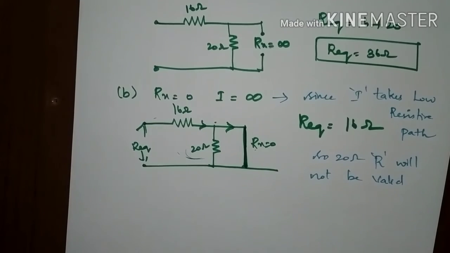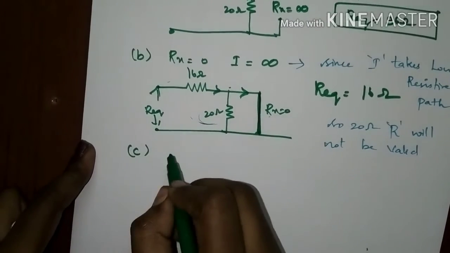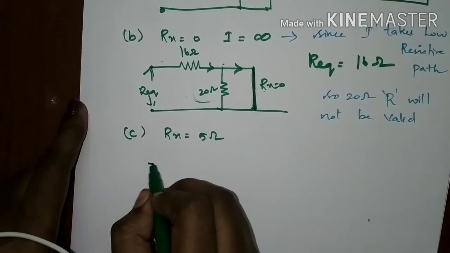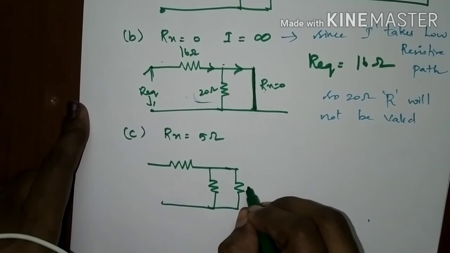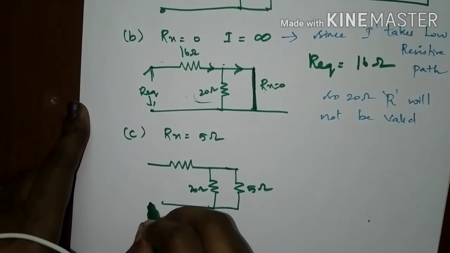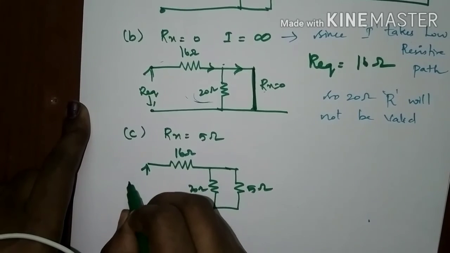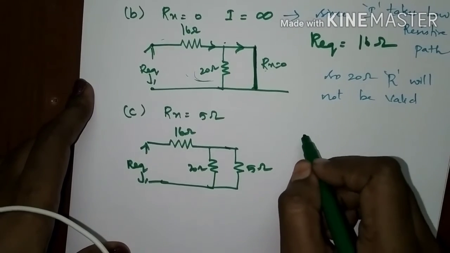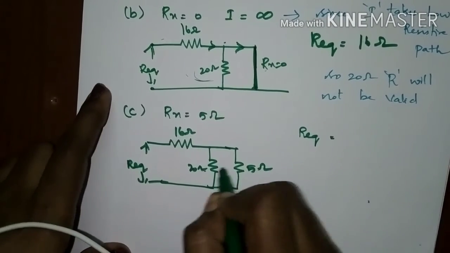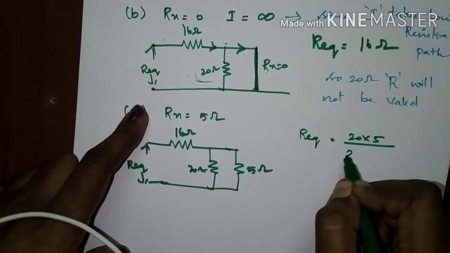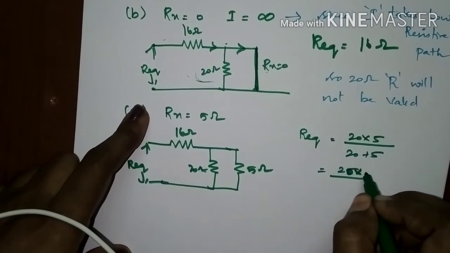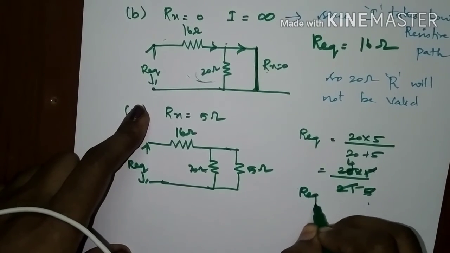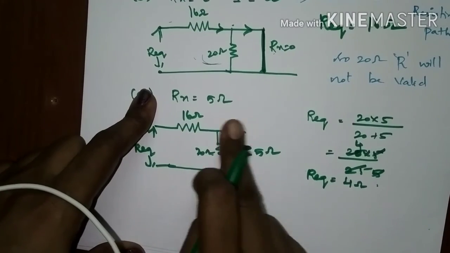In the last subdivision, Rx is equal to 5 ohms. Here the Rx has some value. Rx is 5 ohms and this is 20 ohms and this is 16 ohms. You have to find the R equivalent. 20 and 5 are connected in parallel. So if you find the R equivalent of the parallel resistance, 20 into 5 divided by 20 plus 5 gives 20 into 5 divided by 25. Doing the mathematical calculation, we get R equivalent is equal to 4 ohms, for this parallel part only.